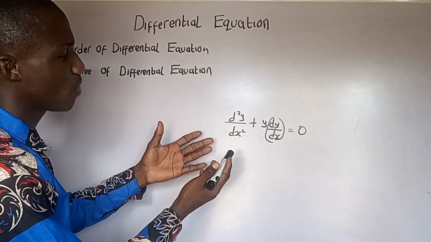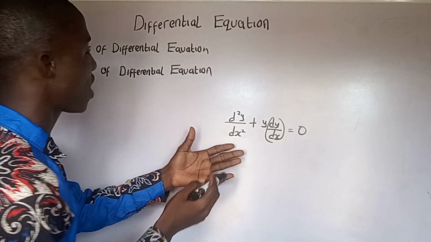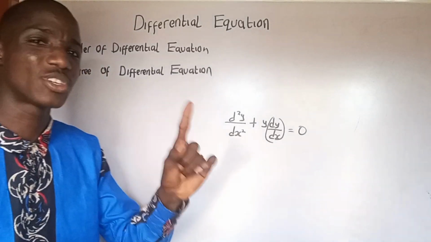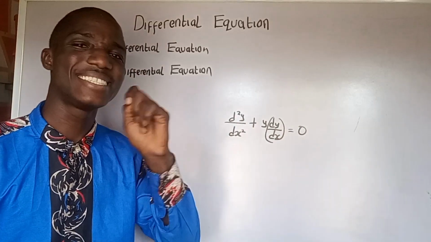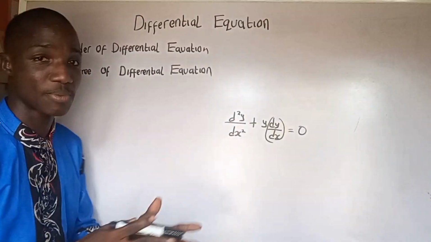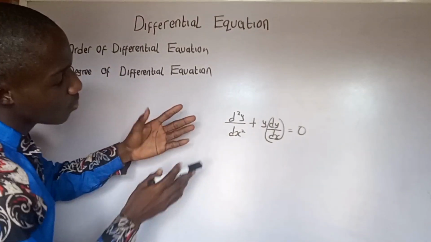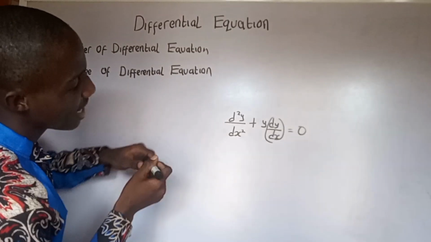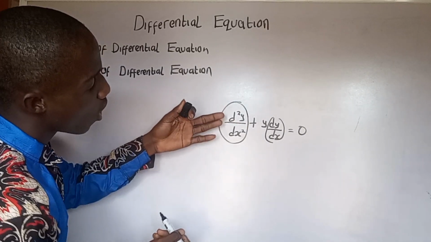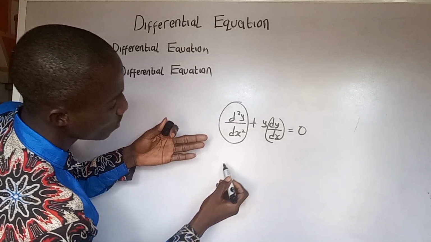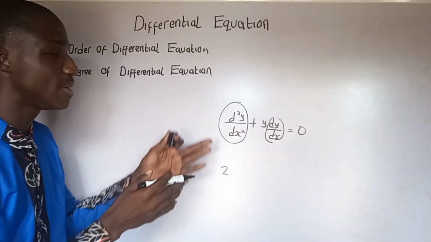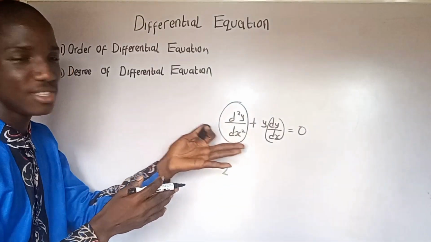Now, what do we do when we are told to find the order of this differential equation? Don't forget, from our definition, the order of a differential equation is the order of the highest derivative of that differential equation with respect to the dependent variable. Now, if you look at this, what is the highest order? The highest order in this place is d²y/dx². So the order of this differential equation is 2. This is the highest order, that is, the maximum derivative in this differential equation.